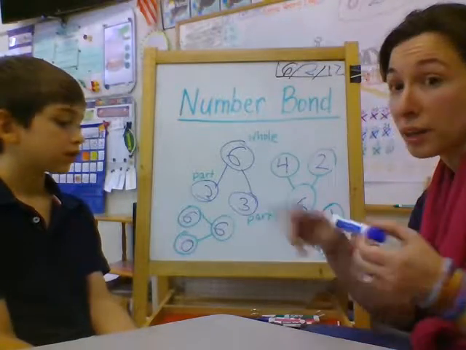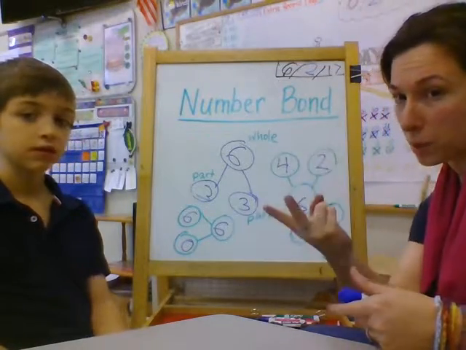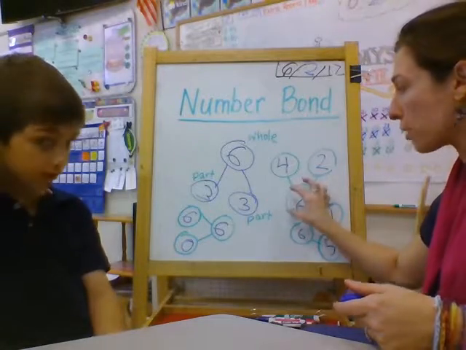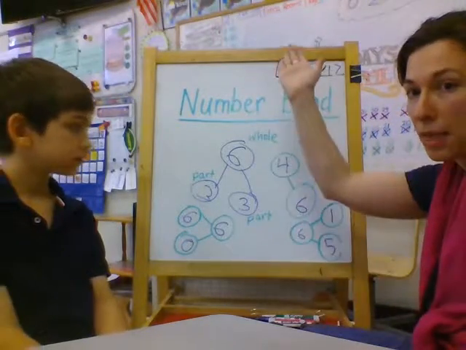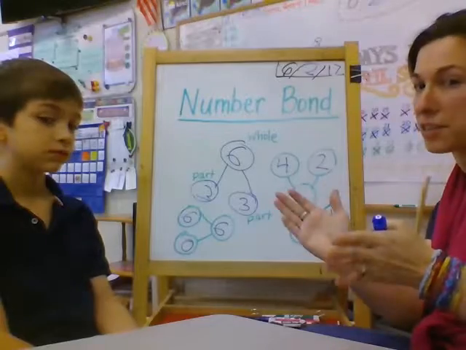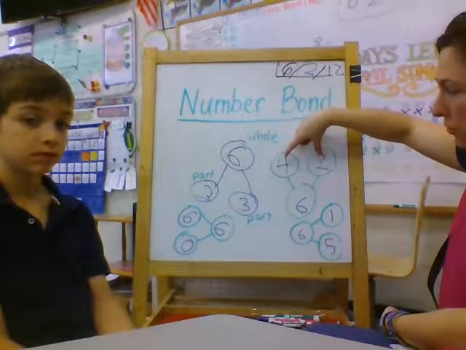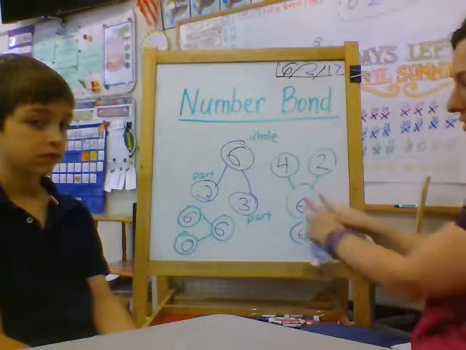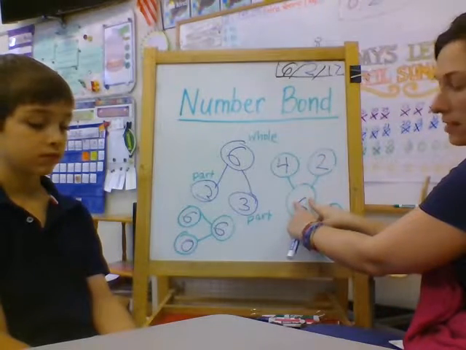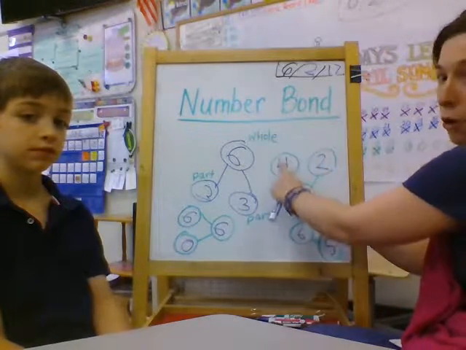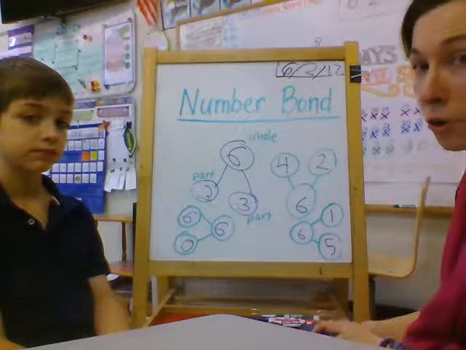Okay. So you can flip the parts of the number bond, but the whole number is always going to be the one that the other 2 circles are connected to. These are like paths where the 4 and the 2 lead back to the 6, or you start with 6 and you break it apart into 4 and 2. So that's a number bond.